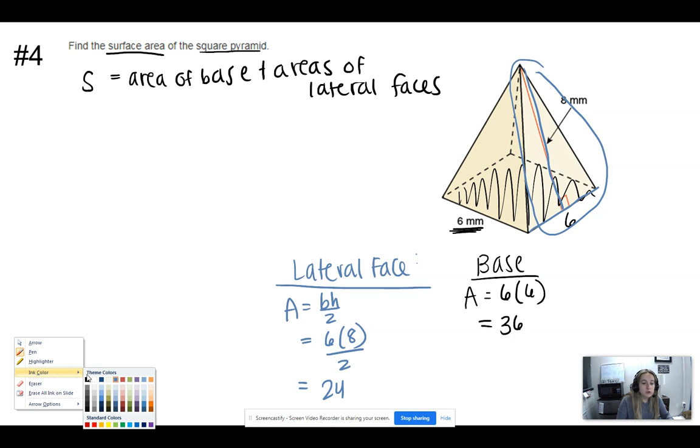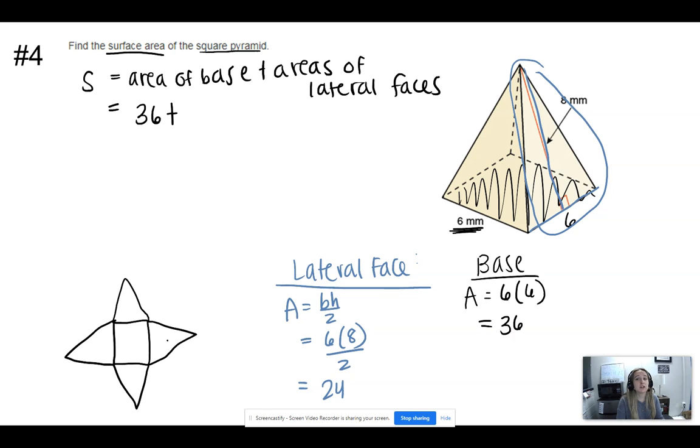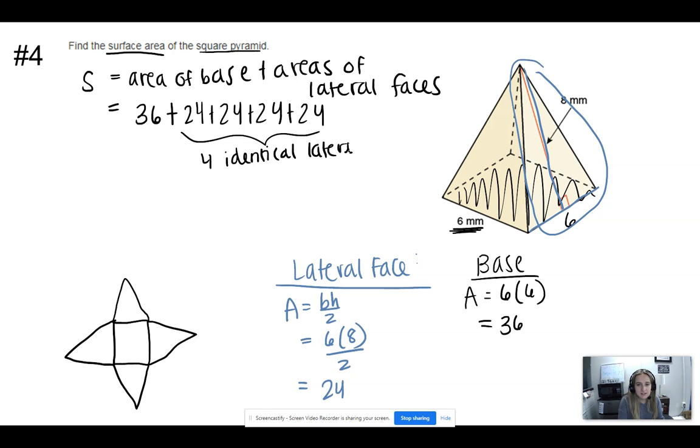Now we're going to plug it all into our equation. So the area of the square base is 36. So I write 36 plus area of lateral faces. Now we need to count how many lateral faces we have. Here's a hint. If you draw this square pyramid as a net, how many lateral faces you have depends on how many sides the base has. So since a square has 4 sides, that means you're going to have 4 lateral faces. So we're going to add this 24 4 times since there are 4 identical lateral faces.